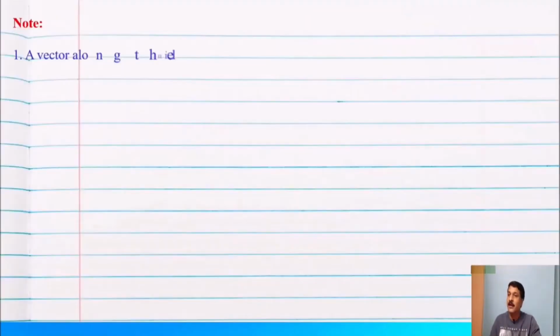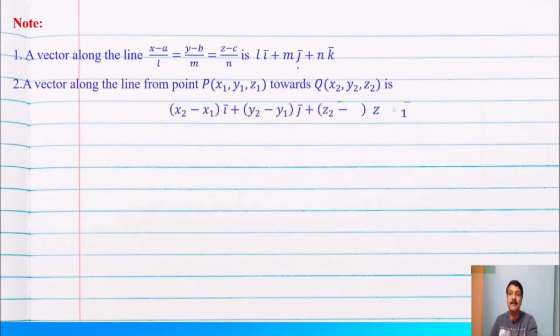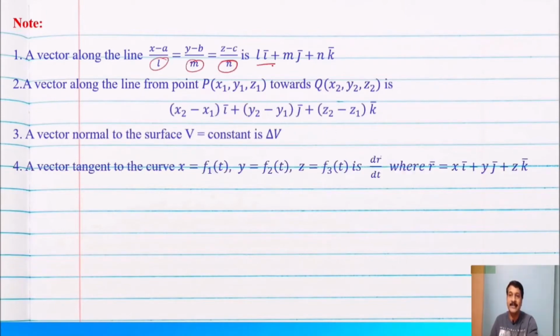What is a vector along the line (x minus a)/l equal to (y minus b)/m equal to (z minus c)/n? It is li plus mj plus nk. So what is this l, m, n? That is li plus mj plus nk. Note that here it should be x minus a, y minus b, z minus c.